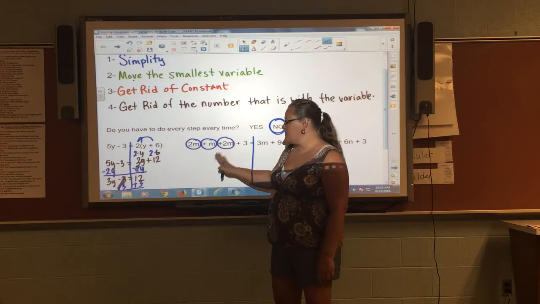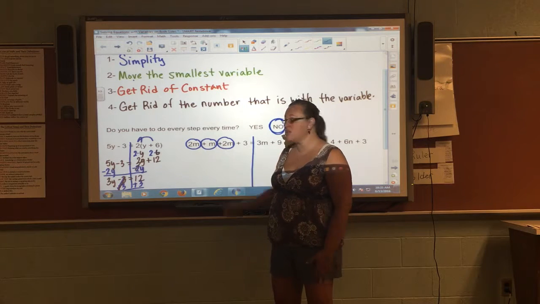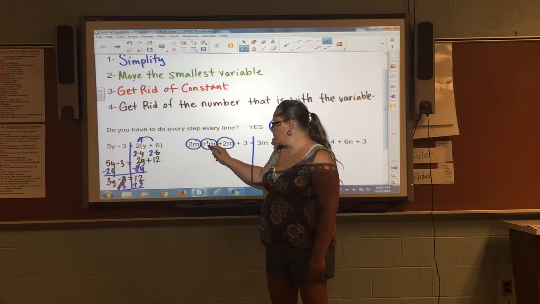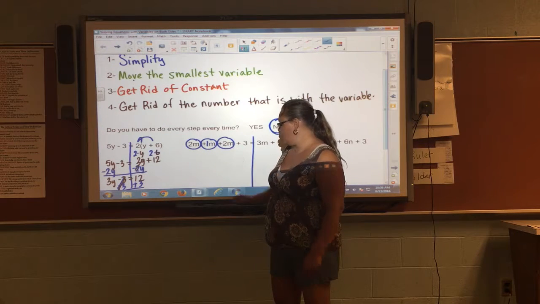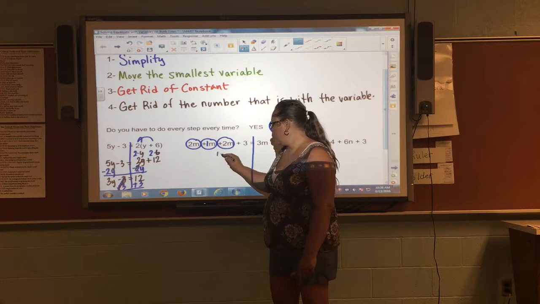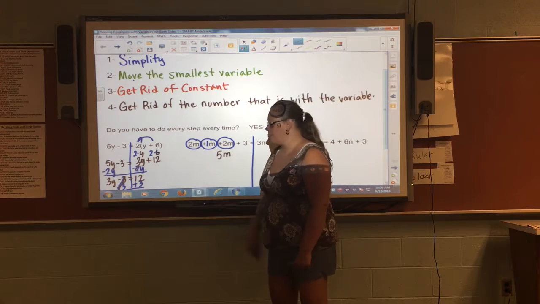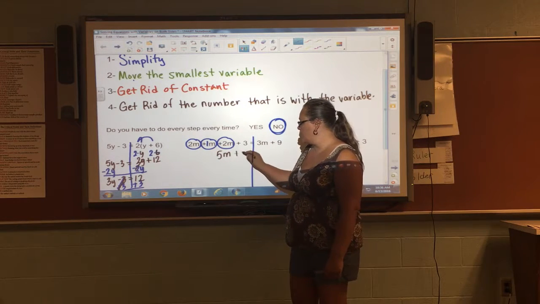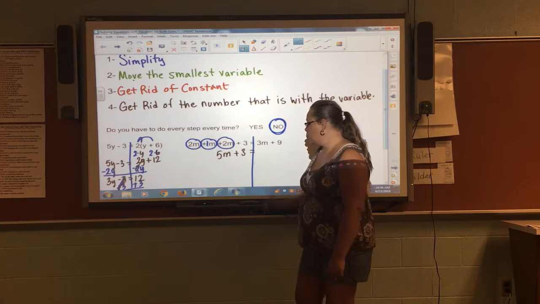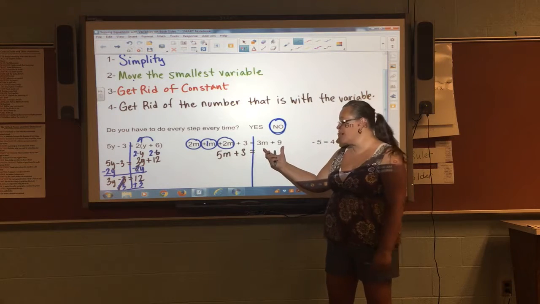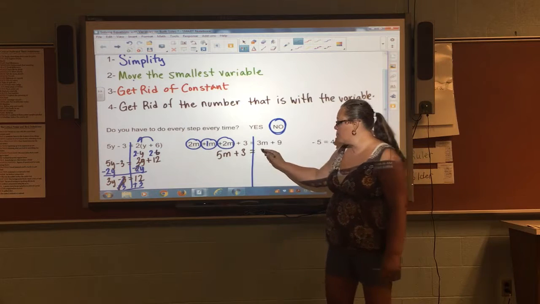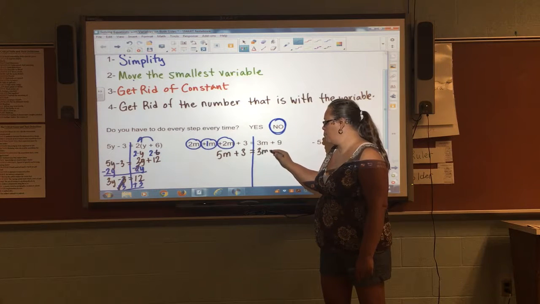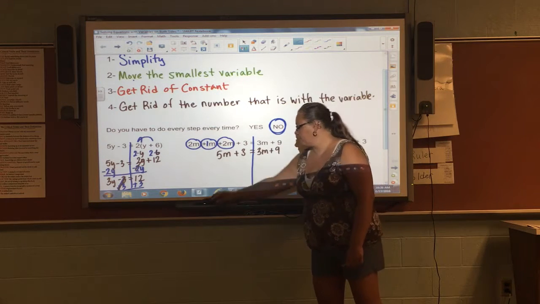All my signs are the same. They're all positive or plus. So I can keep it positive and add. 2 plus 1 is 3, plus 2 more will give me 5 m's. The plus 3 will just come down, is equal to, can I simplify the right-hand side? No. So we bring it down, 3m plus 9.